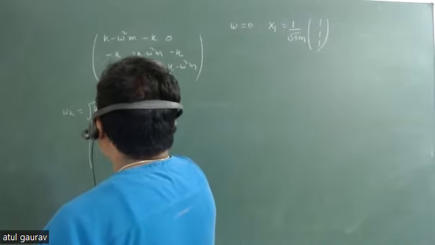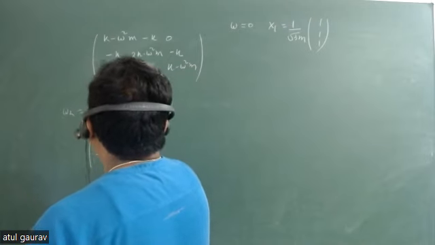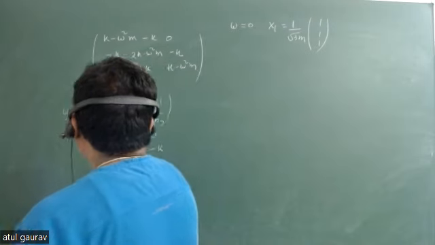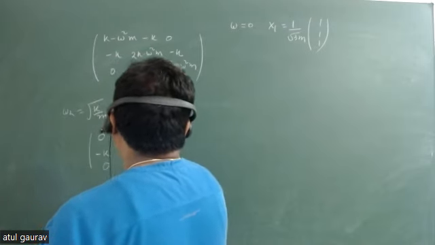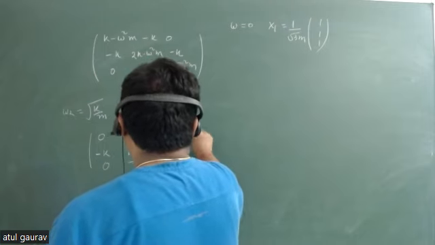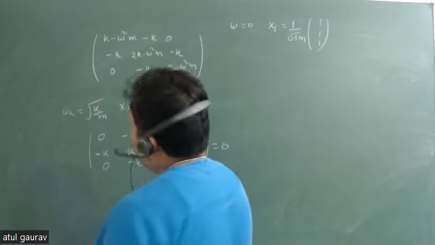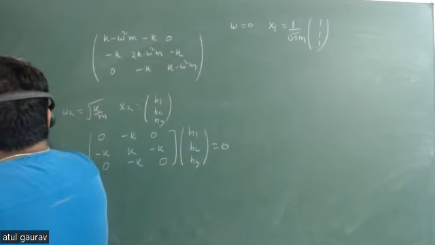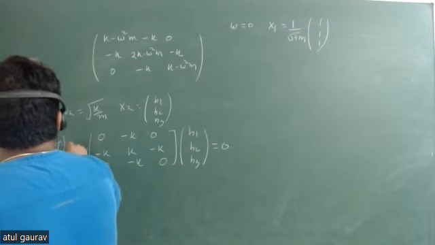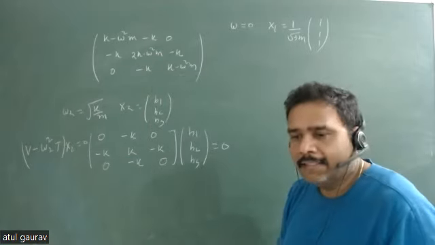0 minus k 0, minus k k minus k, 0 minus k 0, and you have b1 b2 b3 must be equal to 0. You are actually solving v minus omega 2 square t x2 is equal to 0. क्लियर है ये चीजें?